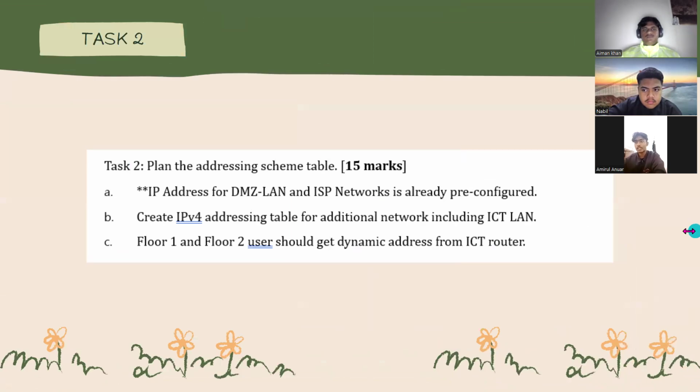Moving on to task 2, plan the addressing scheme table. So IP address for the DMZ LAN and ISP network is already pre-configured. Create IPv4 addressing table for additional network including ICT LAN. Floor 1 and floor 2 users should get dynamic address from ICT router.